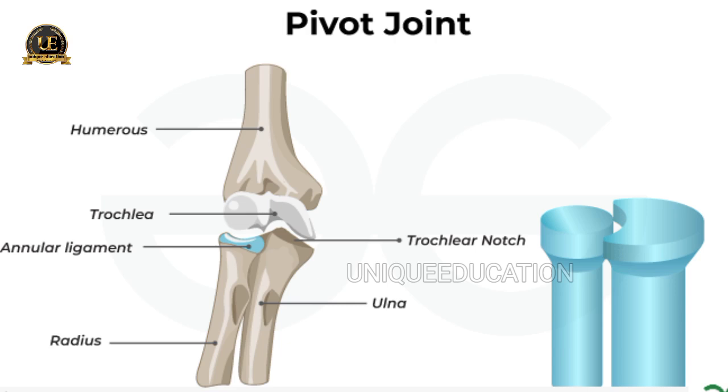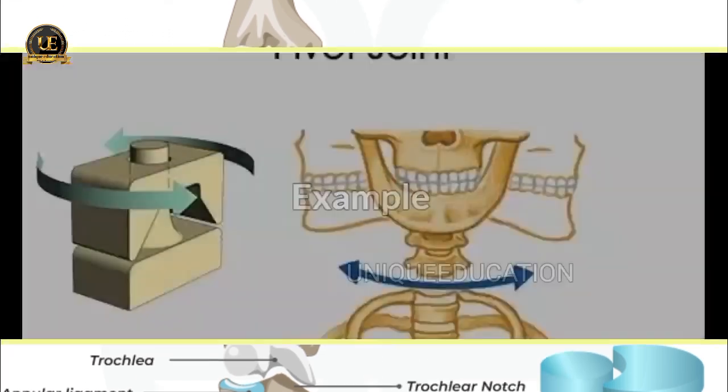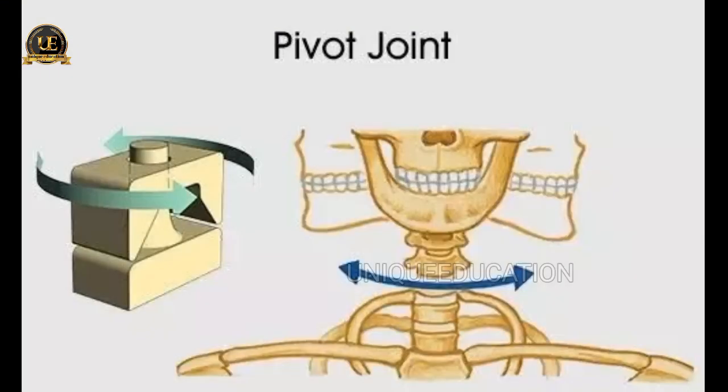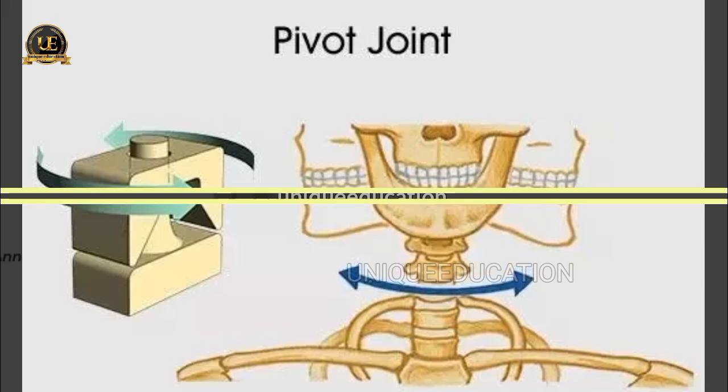Pivot joints, also known as rotary joints, are a type of synovial joint that allows for rotational movement around a single axis. These joints consist of a cylindrical bone that rotates within a ring formed by another bone and a ligament. One of the most well-known examples of a pivot joint is the atlantoaxial joint in the neck, which allows for the rotation of the head from side to side.